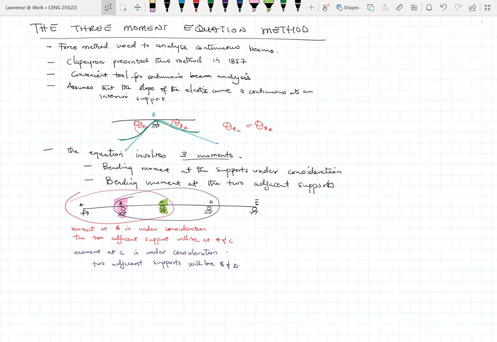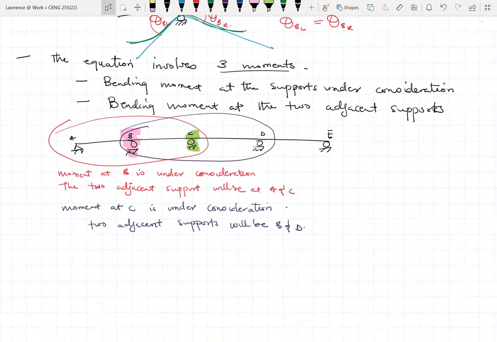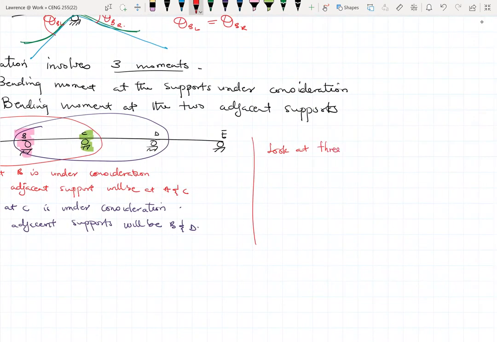For any beam, when calculating the moment at the support, we look at three supports at a time.